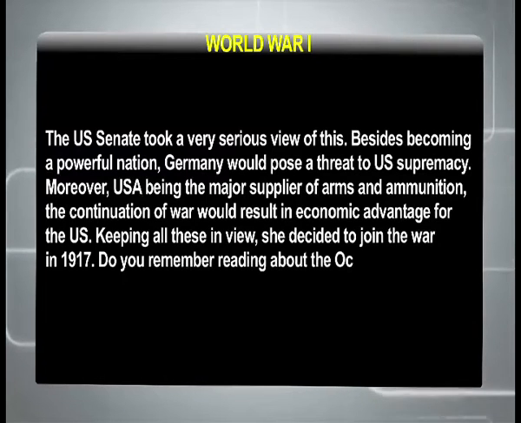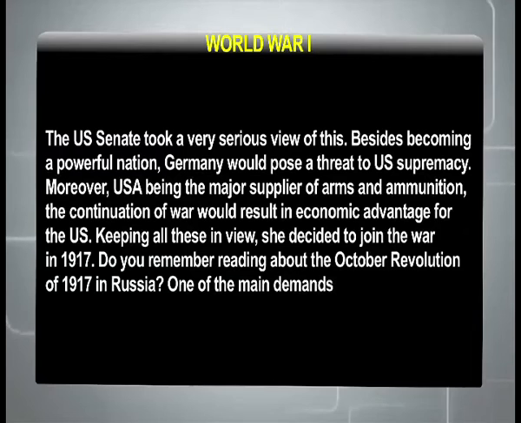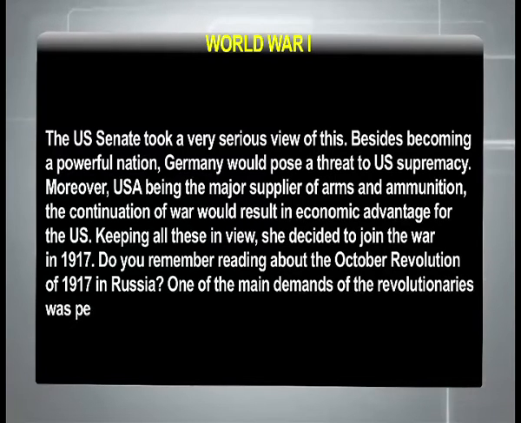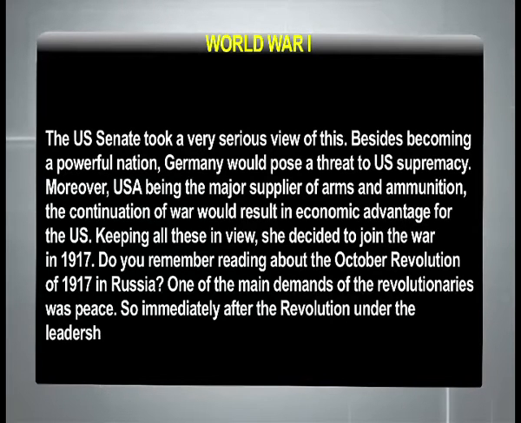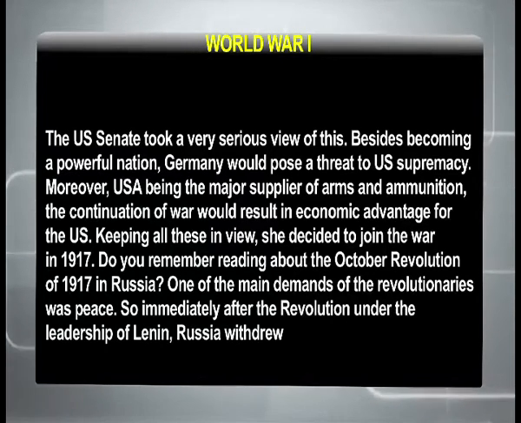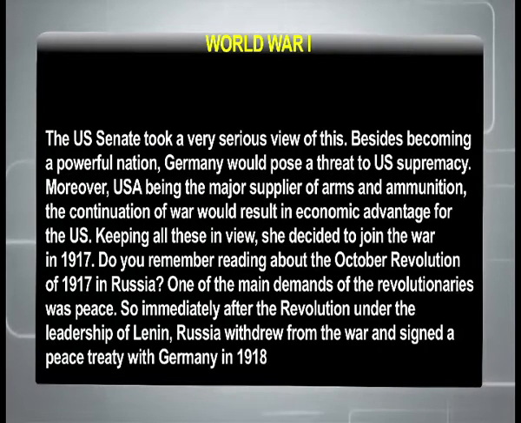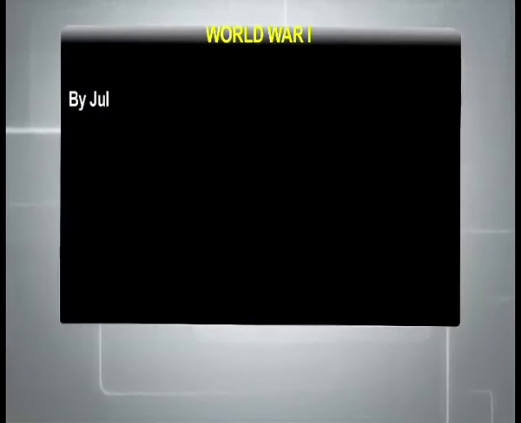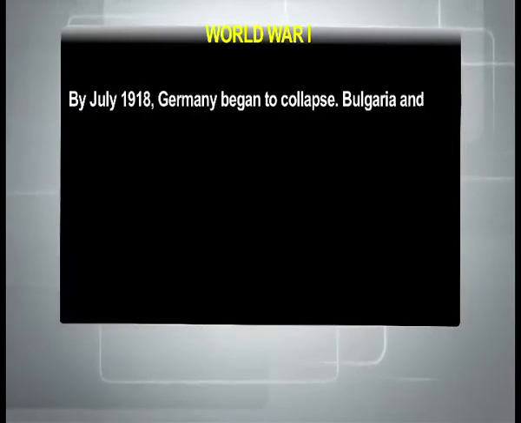Do you remember reading about the October Revolution of 1917 in Russia? One of the major demands for the revolutionaries was peace. So immediately after the revolution, under the leadership of Lenin, Russia withdrew from the war and signed a peace treaty with Germany in 1918. By July 1918, Germany began to collapse.